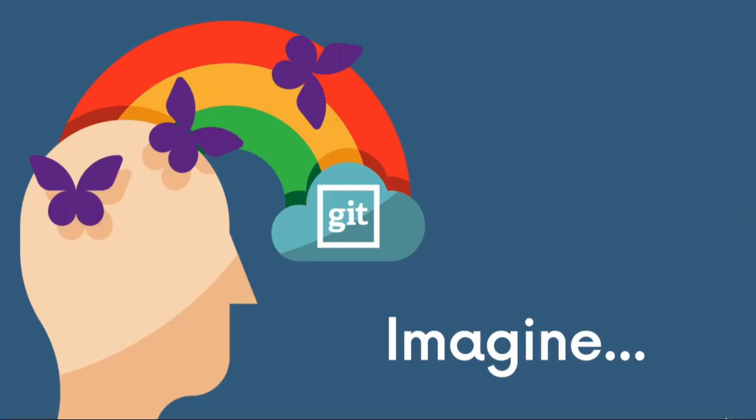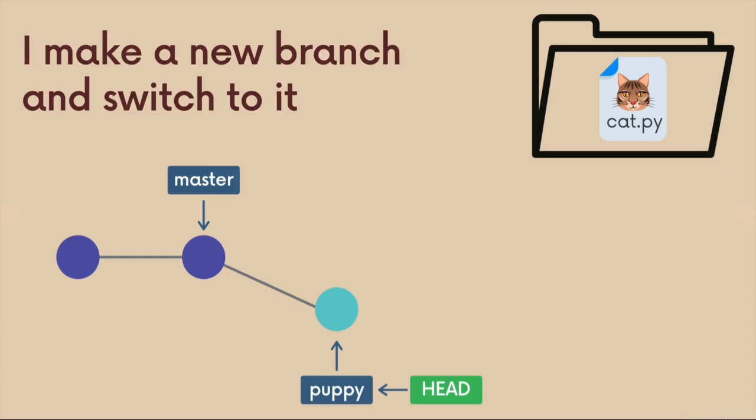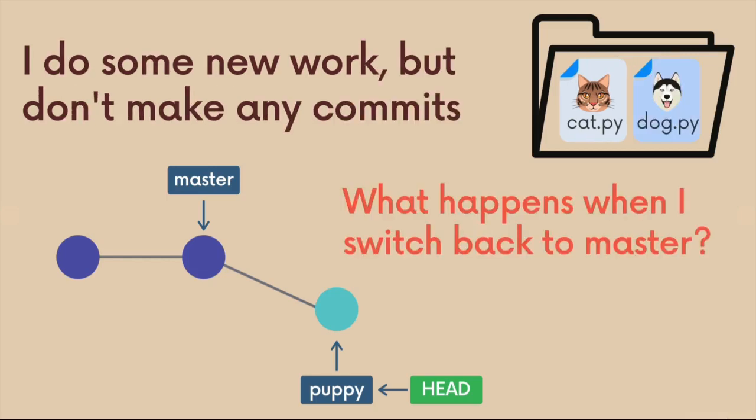So imagine for just a moment here, we're working on a repository and I'm on the master branch. You can see up top on the right side, I've got a single file I'm working on, a Python file called cat.py. So I'm doing a whole bunch of work and then I make some commits and then I switch over to a new branch. I just make that new branch, I switch to it, it's called puppy, and I do some more work over here. And then I have some uncommitted work on this puppy branch. So I never committed this dog file, for example. And then I need to switch back to master.